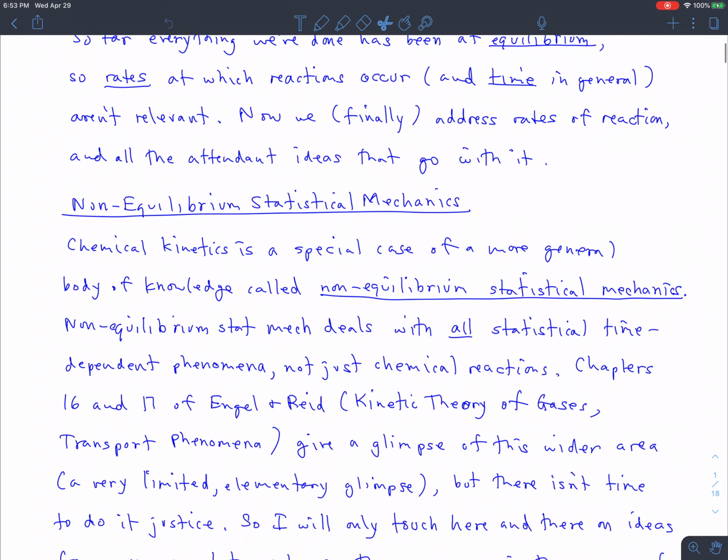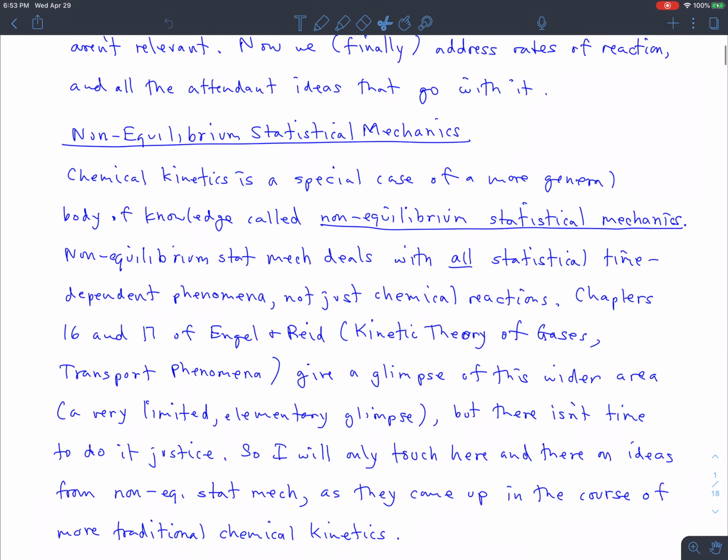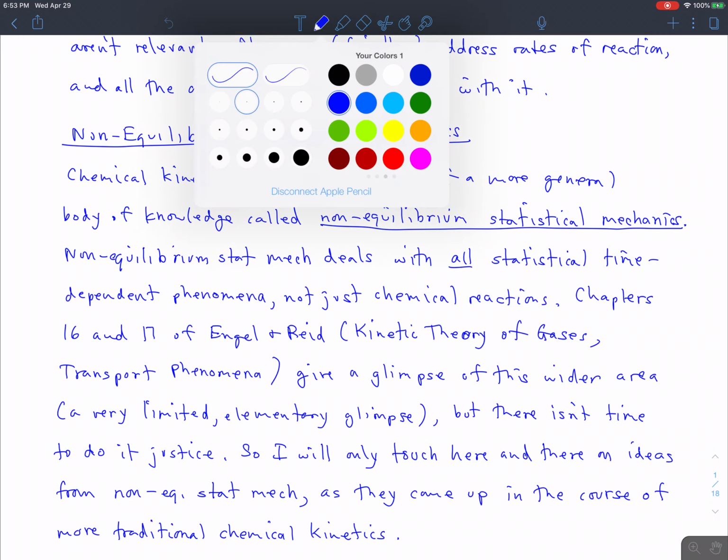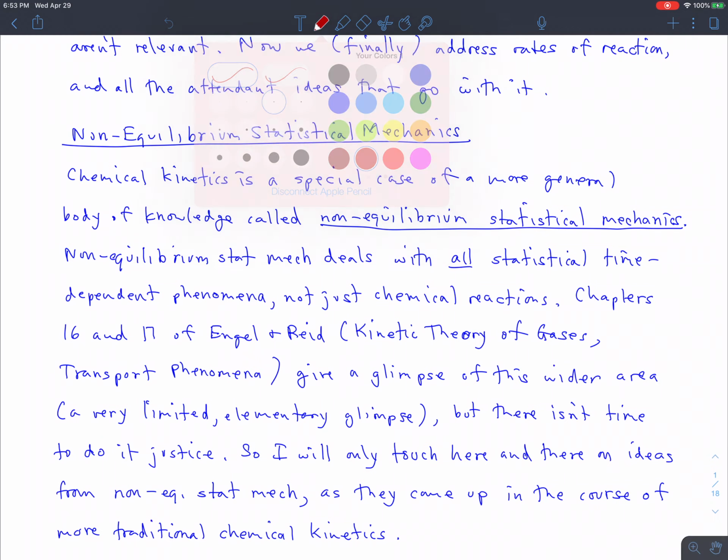So chemical kinetics is a branch of what's called non-equilibrium statistical mechanics, which is a large and important field. What we've been studying so far is equilibrium statistical mechanics. There's also non-equilibrium statistical mechanics, and it deals with everything that involves time or rate or speed. It's a huge and subtle field with a lot of really cool results and cool ideas.